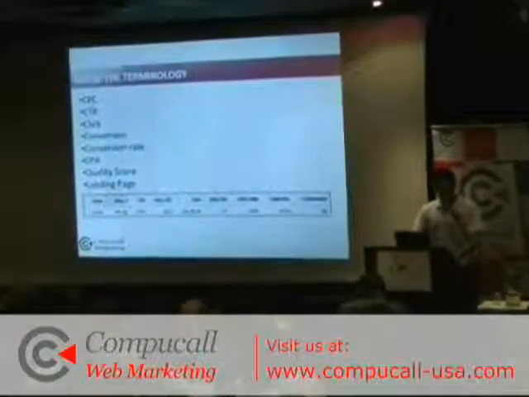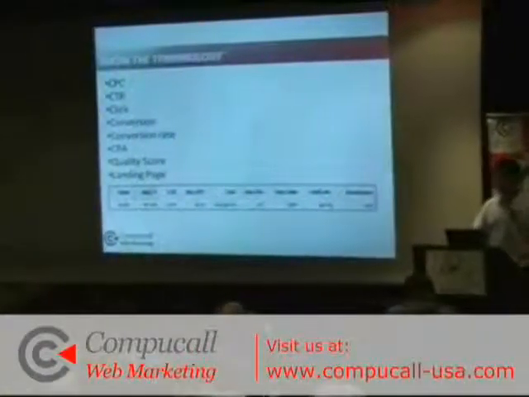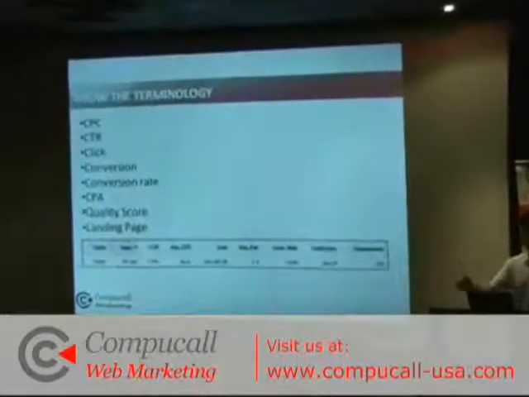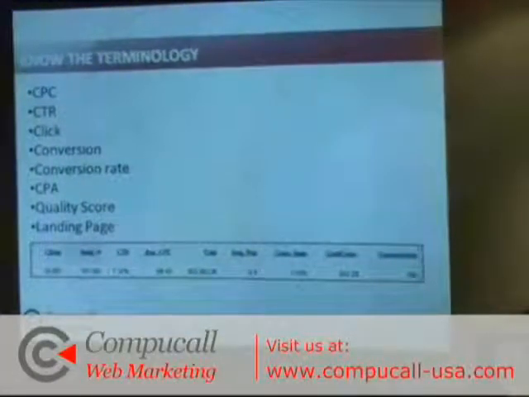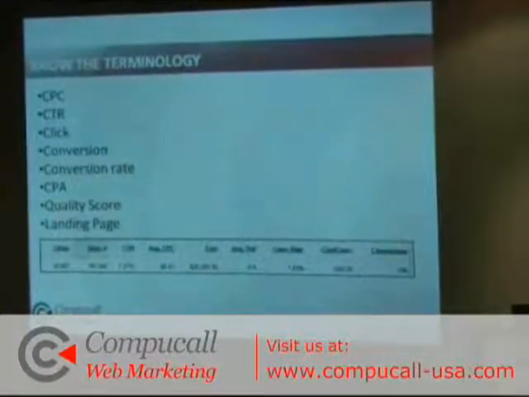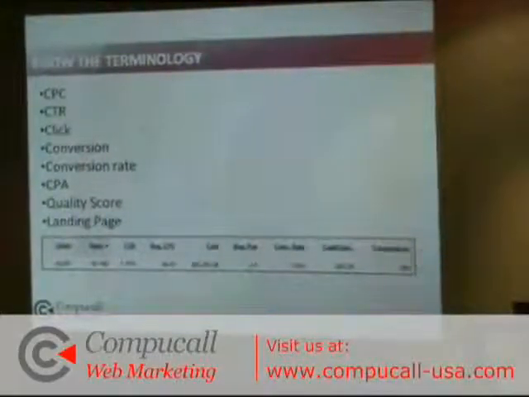The CPA is cost per acquisition or cost per conversion. It's basically how much money will it cost me to get one of these conversions. If I'm spending X dollars per click and I have Y% conversion rate, my CPA will be the amount of money I spent divided by the number of conversions I got.